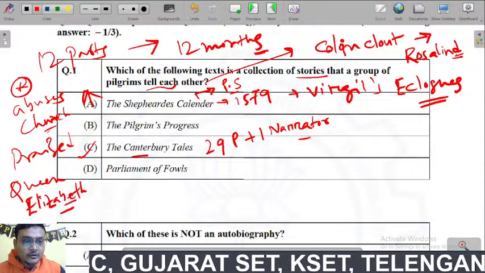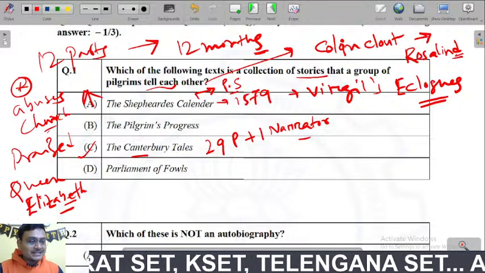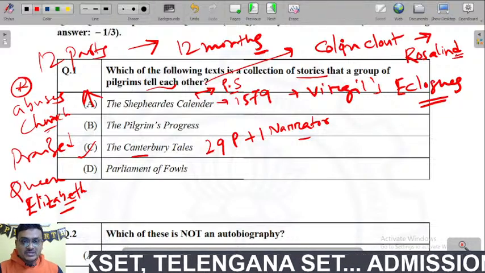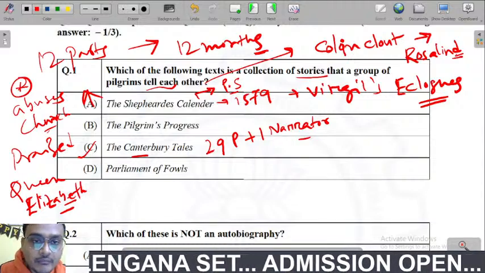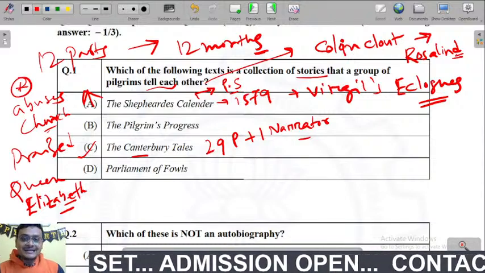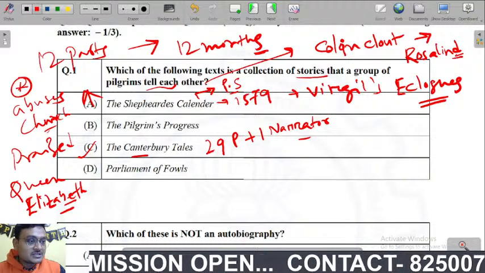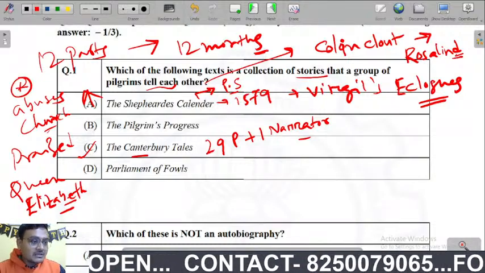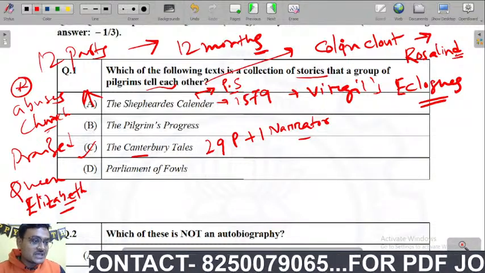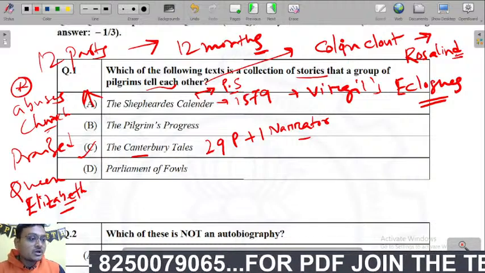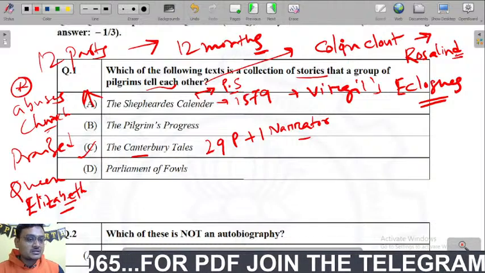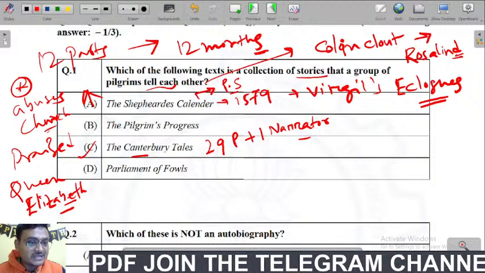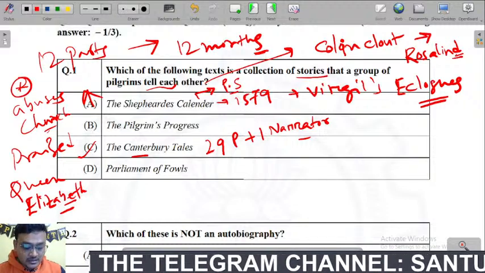It's a pastoral eclogue. It has 12 parts, and the 12 parts represent 12 months. Colin Clout is the character, and his shattered love for Rosalind is one of the themes. Even in this work, Philip Sidney is abusing the church and also praising Queen Elizabeth. That is all about your 1579 work, Shepherd's Calendar.